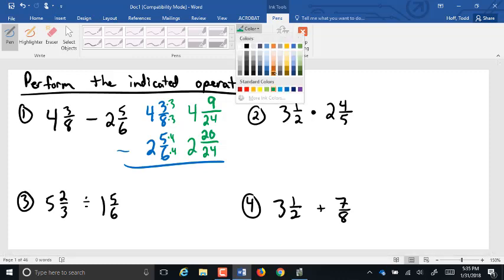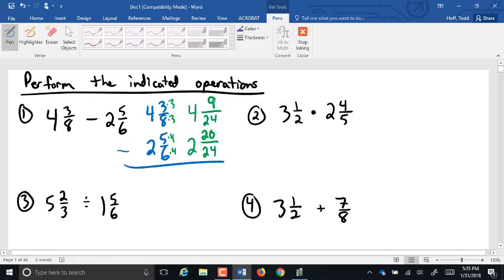So now we go to subtract. 9 minus 20 doesn't work, so we're going to have to borrow. So this is going to become 3. What do we add to the 9? We add the denominator, 24. Good. So we get 33 there. And now when we subtract, 33 minus 20 is 13/24. So we keep the same name. 3 minus 2 is 1.